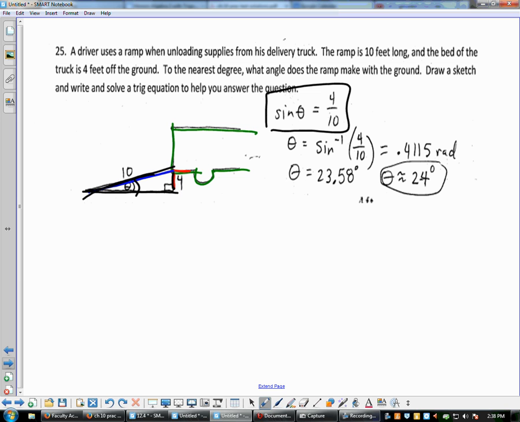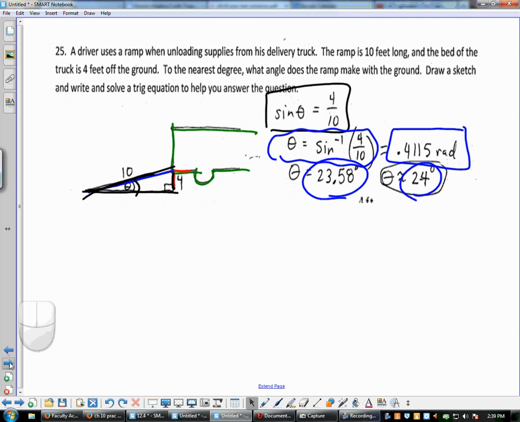So the sine of theta is 4 over 10, but that means that theta is the angle whose sine is 4/10. So we have to find that out by doing theta equaling sine inverse of 4/10. On our calculator, if you're in radian mode, you get 0.4115 radians, and I multiply that by 180 and divide by pi, and I get 23.58, or approximately 24 degrees.